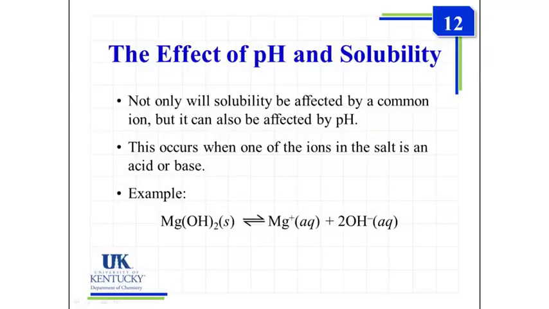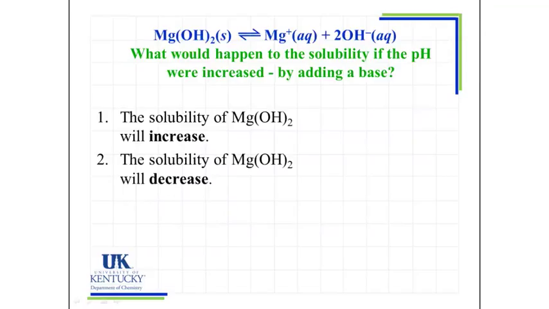Magnesium hydroxide is fairly insoluble, but it itself is a base, and we see we have that OH minus. So the anion of this salt is a base. So if we look at that equilibrium, and we just consider Le Chatelier's principle, if we had the system at equilibrium and we went in and we added a base to that system, thinking about which way the equilibrium would shift, would we say that the solubility of the magnesium hydroxide would increase or the solubility would decrease? Well, if you said that it would decrease, you're correct.